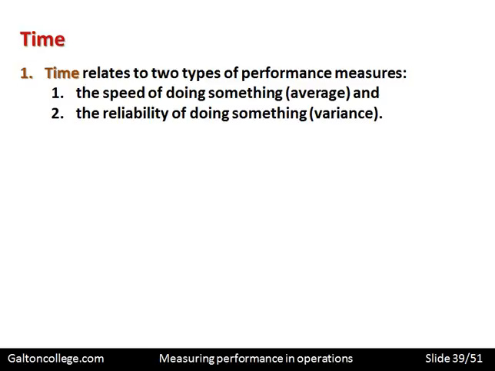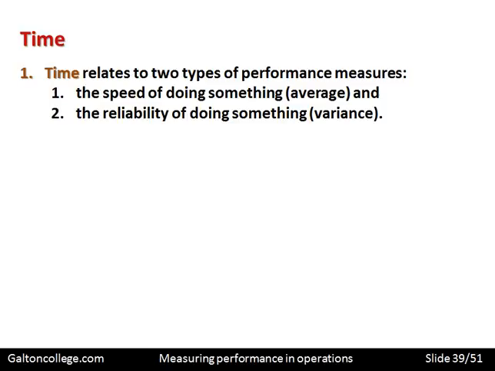And secondly, the reliability of doing something, which is the variance. So we could work out the average speed. It takes on average half an hour to make something. Well, what's the reliability of that? Is it always half an hour? Or does it vary between 25 minutes and 40 minutes, or 25 minutes and 35 minutes? Where does it vary? What's the variance?